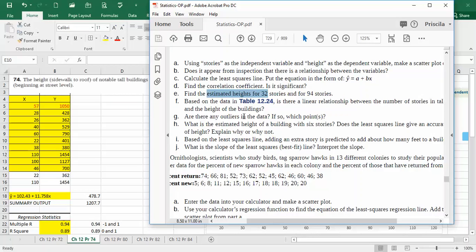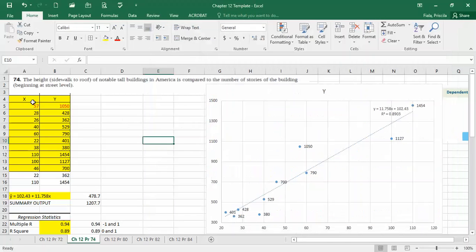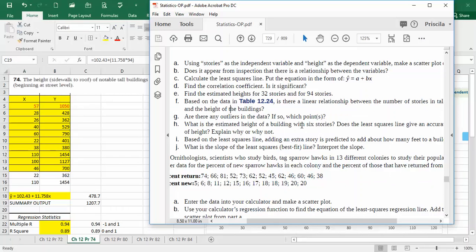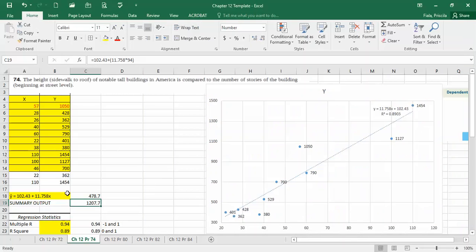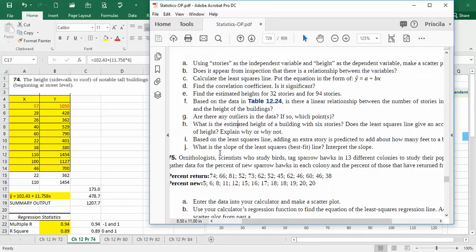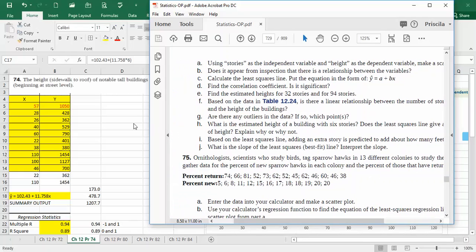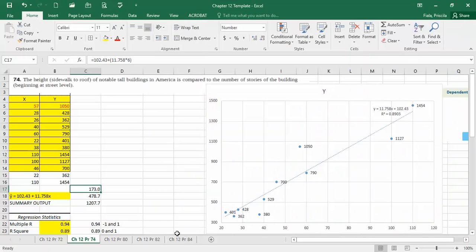Are there any outliers in the data? If so, which point? Well, I just told you your extreme outlier. This is it. What is the estimated height of a building with 6 stories? Does the least square line give an accurate estimate of height? Okay, if you have 6, let's just put it up here. Now you only have 6. 173 feet. So does the least square line give an accurate estimate of the height? Explain why or why not.